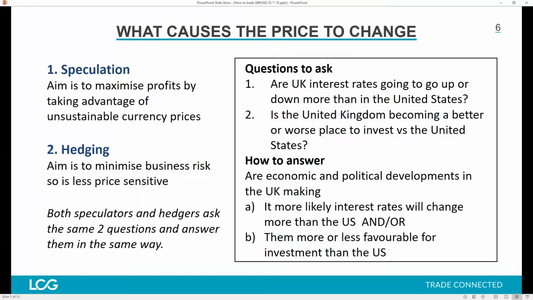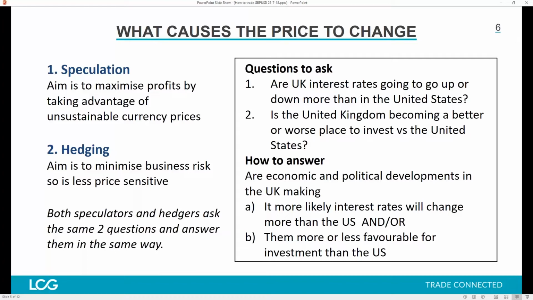When you're speculating, the aim is to maximize profits by taking advantage of unsustainable currency prices. So one thing you might say about the pound right now is it's very low on a historical basis against the US dollar. 130 right down there at the bottom of the range. As a speculator, you may, either rightly or wrongly, believe that this is an unsustainable level for the pound. It deserves to be higher within its historical range, and you're going to make a speculative bet that the pound is going to rise in value.